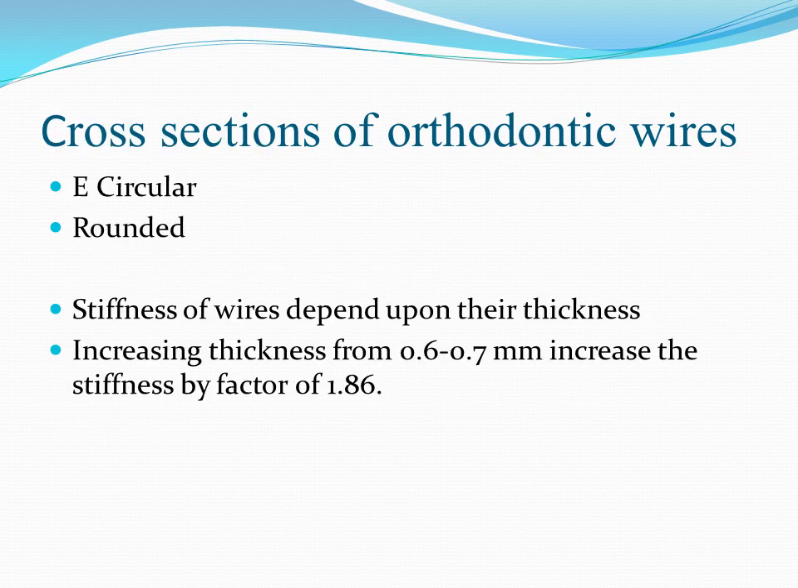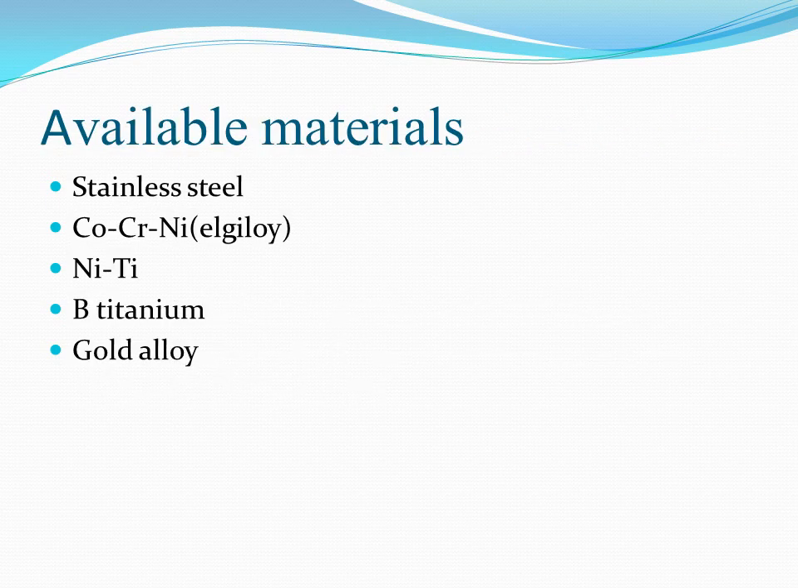Now, orthodontic wires exist in two cross sections, circular and rectangular. Stiffness depends upon their thickness, so increasing the thickness increases the stiffness. These are all technical considerations. Available materials of orthodontic wires: stainless steel, cobalt chromium nickel. This alloy is known as Elgiloy, which is its commercial name. Nickel titanium or nitinol, beta titanium, and gold alloy. Gold alloy is obsolete. We do not use gold alloy orthodontic wires, so we'll not be discussing them.